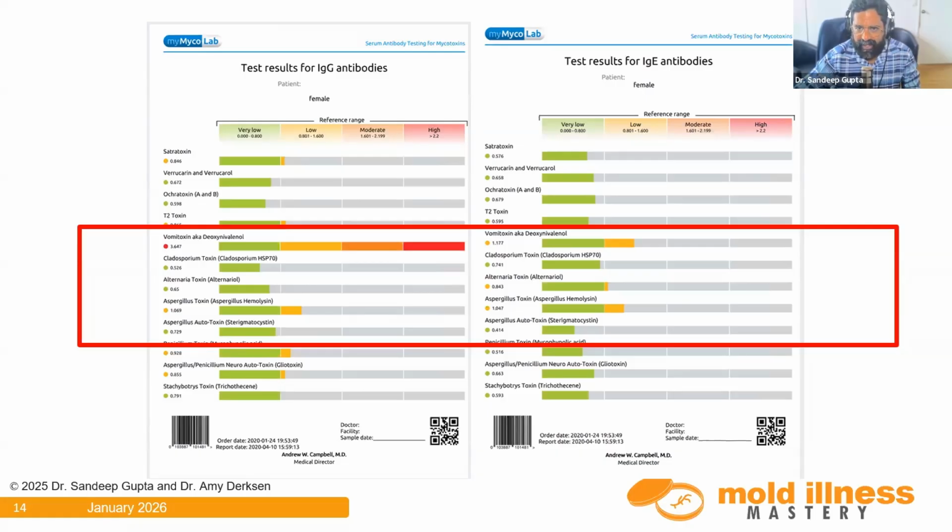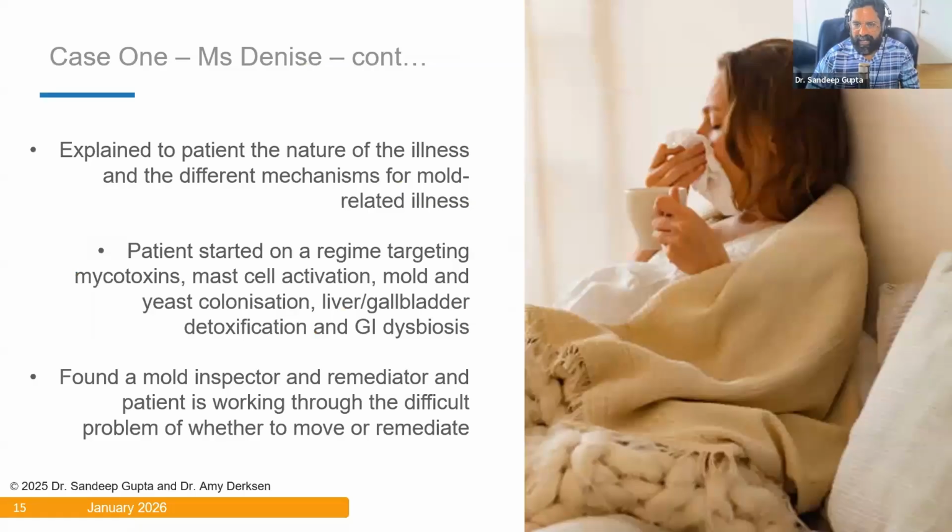That's my case, pretty much. Yeah, so basically I explained to her the nature of the illness and different mechanisms for mold-related illness and how they could be causing her symptoms. And she started on a regime targeting mycotoxins, mast cell activation, mold and yeast colonization, liver and gallbladder detoxification, and GI dysbiosis. We also then were able to find a mold inspector and remediator, and the patient is now working through the difficult problem of whether to move or remediate.